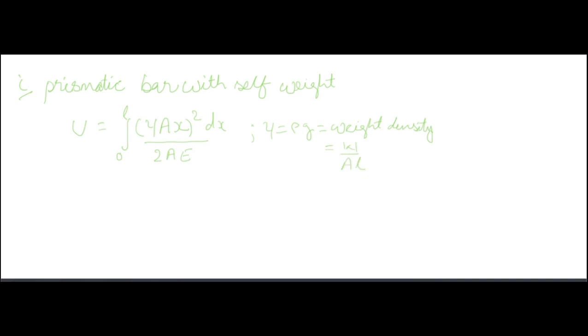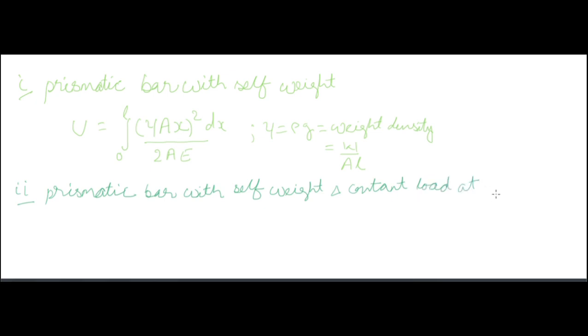The first case is a prismatic bar with self weight. If there is only self weight, gamma is the weight density, or weight per unit volume, equal to rho g, which is W by AL. W is the weight, A is the area of cross section, L is the length, so AL is the volume. In terms of self weight we have the integral from 0 to L of (gamma A x) square dx by 2AE. Gamma A x is nothing but Wx, that is, the weight at position x.